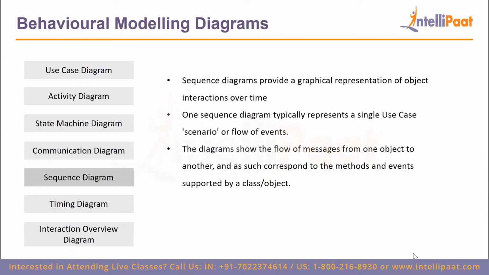Then comes the sequence diagrams. So here the sequence diagrams provide a graphical representation of object interactions over time, and one sequence diagram typically represents a single use case scenario or flow of events. Also, the diagrams show the flow of messages from one object to another, and as such correspond to the methods supported by a class or object.